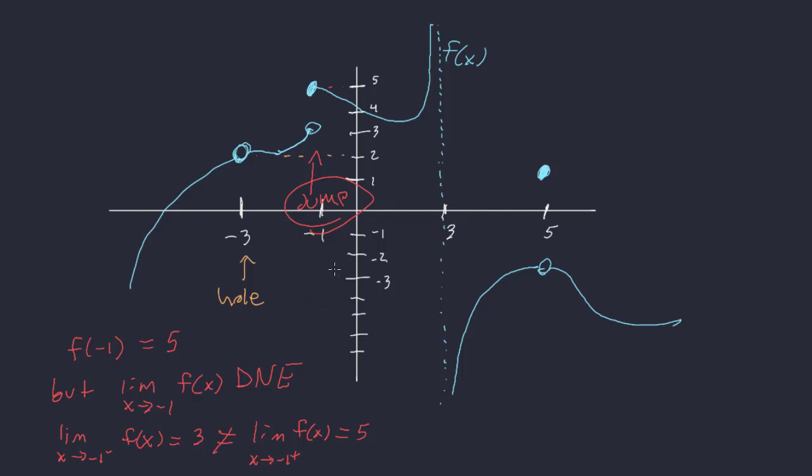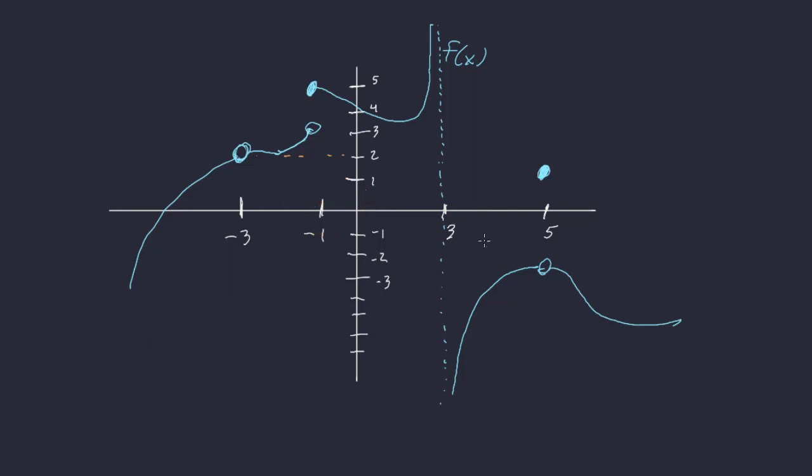Okay, so that's what happens in a jump. A jump is when the limit does not exist. So that is the more accurate way. I mean, we could still call it a jump, but the formal way to talk about a jump is saying that the limit does not exist.